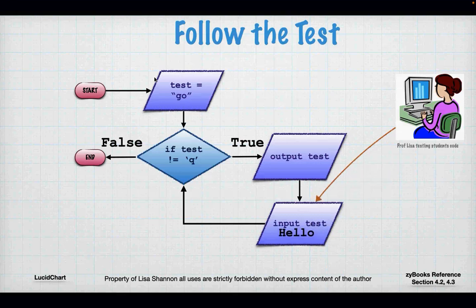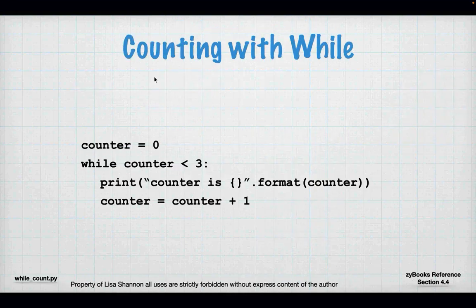So we're going to follow the loop again. Real quickly, I put in hello. Hello is not the same as Q, which is true. I'm going to output hello, and now I'm going to input something again. I'm going to input Q. It's going to go up to the diamond. Q is Q, so Q is not equal to Q is false. Oh, sorry. And we're done.